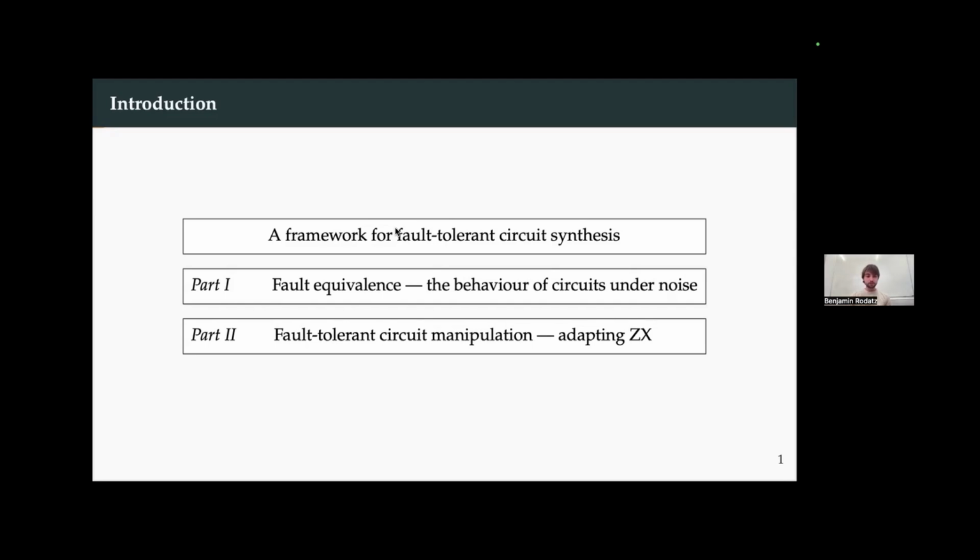And we'll show the usefulness of this particular framework by looking at some circuit synthesis examples of, for example, fault-tolerant cat state preparation and fault-tolerant syndrome extraction. And we'll recover existing protocols and verify their correctness, but also give new circuits that use fewer gates and fewer operations to do the same things, providing new state-of-the-art circuits.